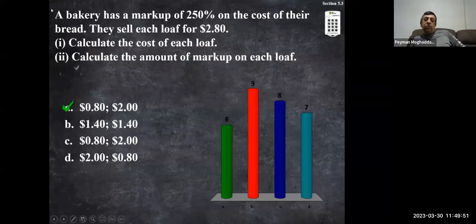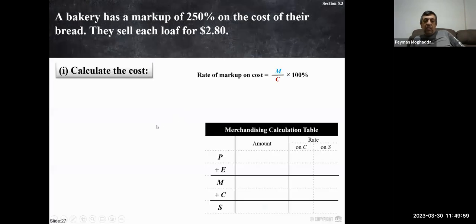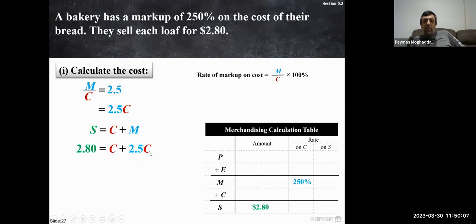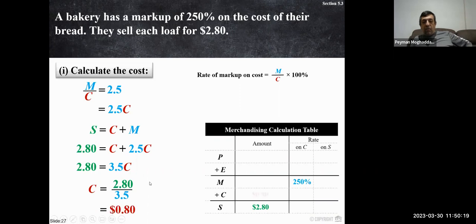So how do you do it? Markup is 2.5 times the cost, right? And selling price is cost plus markup. So markup is 2.5C, and cost plus 2.5C is going to be 3.5C, which is basically the selling price. So cost is going to be 2.8 divided by 3.5, right? And then you find the cost.